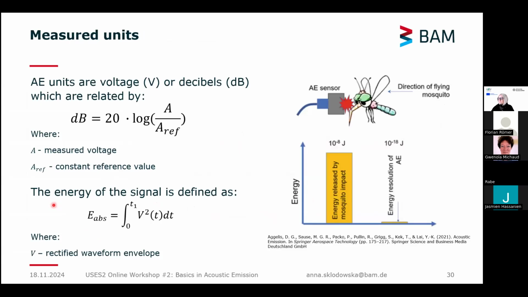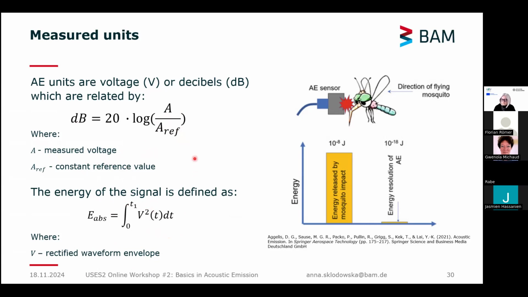We measure signals in voltage or decibels. The relation is as follows, so we can convert one to another. In this case, it's the measured voltage. We also have the reference, usually it's 1. And the energy is the integral of the rectified waveform envelope.